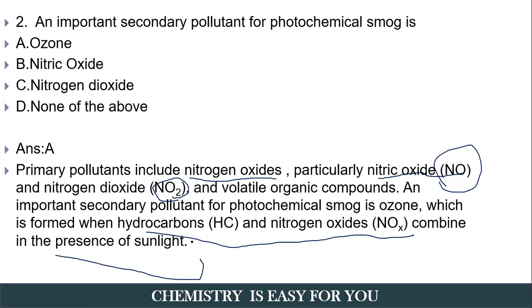So what is the definition of primary pollutants and secondary pollutants? We can identify it from here itself. Primary pollutants are directly emitted into the atmosphere and they cause photochemical smog or any other pollution. But secondary pollutants are not directly emitted into the atmosphere; instead they are formed by the reaction between many of the primary pollutants. Therefore, ozone, which is formed by the reaction between hydrocarbons and nitrogen oxides, becomes a secondary pollutant. So that is the answer for the second question.